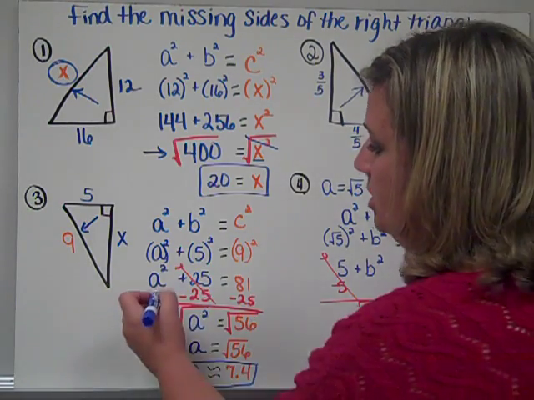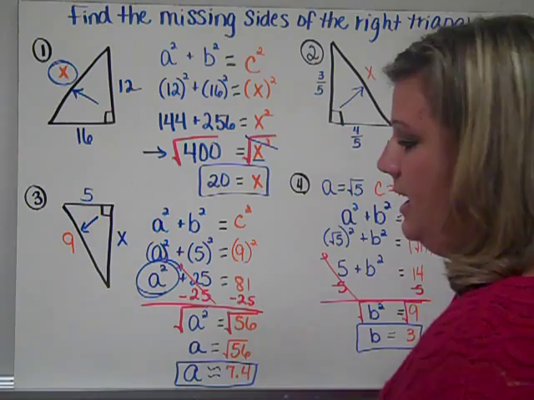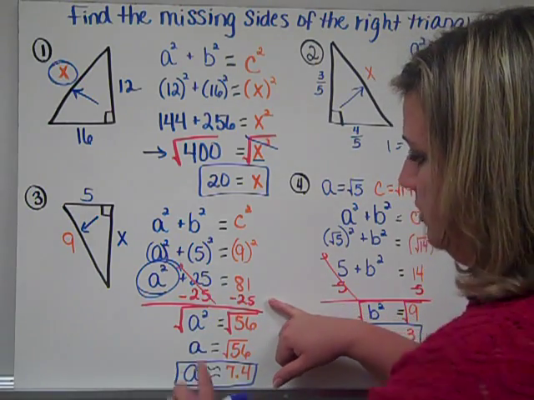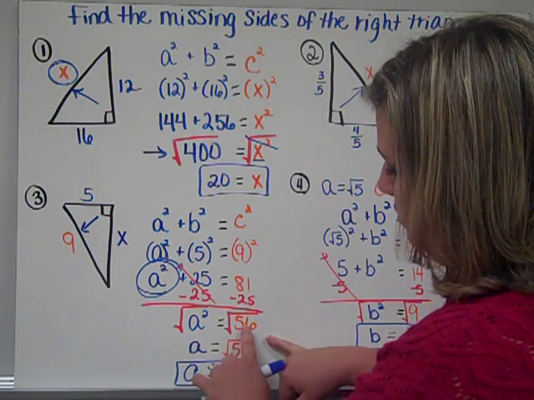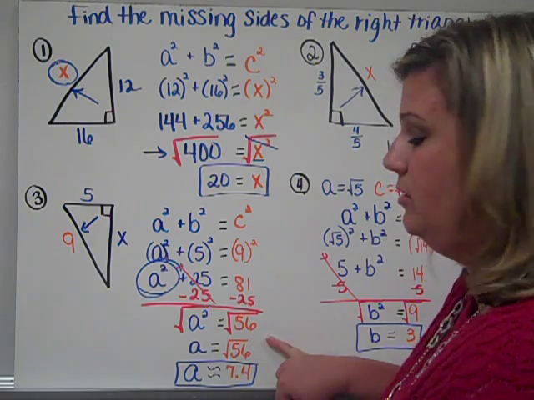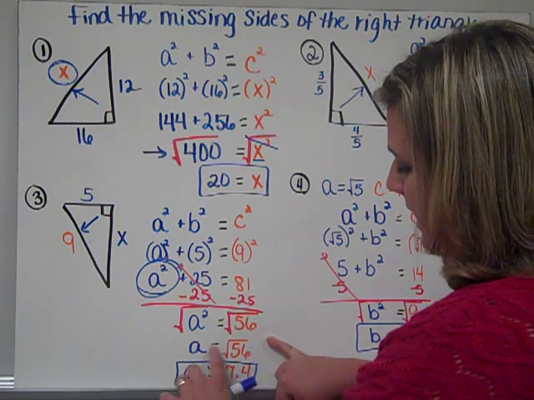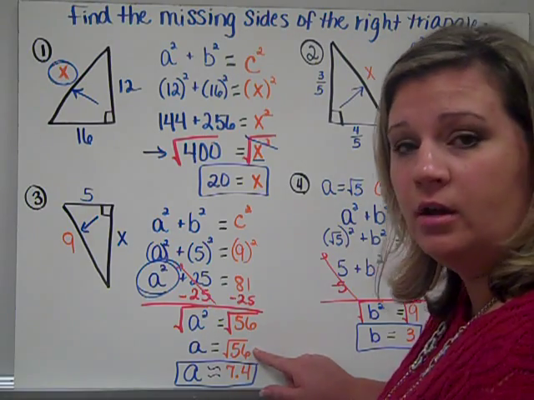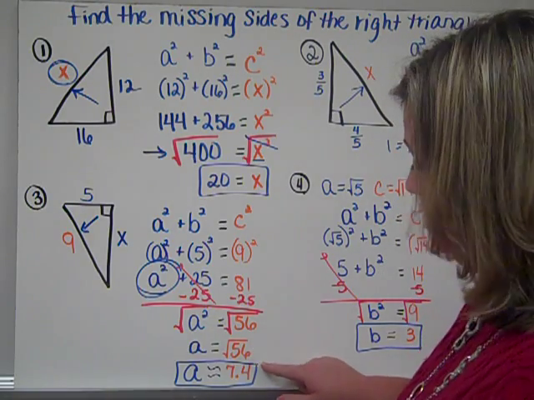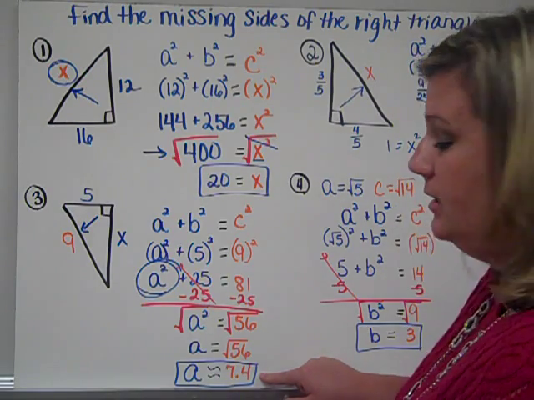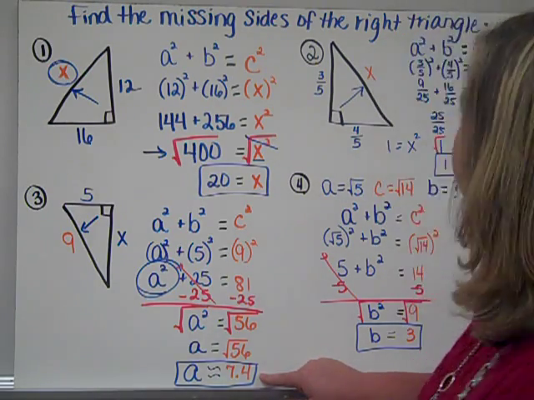At this stage, we're solving for A. So I need to get rid of the positive 25 by subtracting it from both sides. Then I have a squared equals 56. Again, inverse operation, I need to take the square root of the square. So a equals the square root of 56. And we know how to approximate non-perfect squares. So when you did this, it would be approximately 7.4 as far as the side length goes.